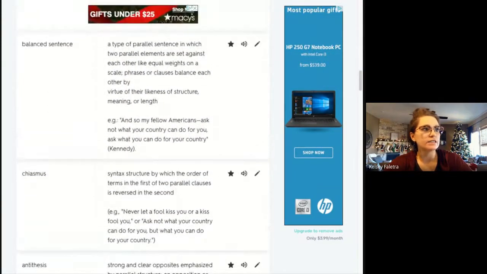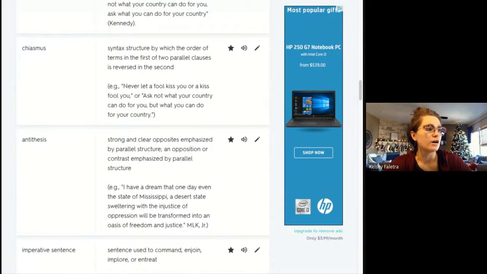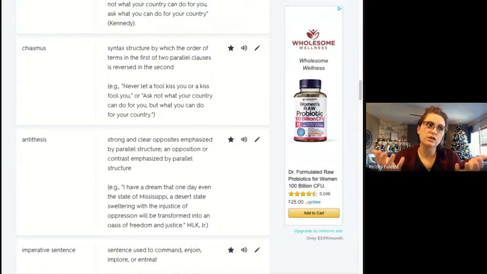Balanced sentence isn't on there. It's basically parallel structure, so that's the term that we use in this class, parallel structure. And then the two that I believe we have not visited since that initial rhetorical devices quiz at the beginning of the year. When we have a parallel structure, so parallel sentences or clauses that showcase opposites or opposition or contrast in some way.